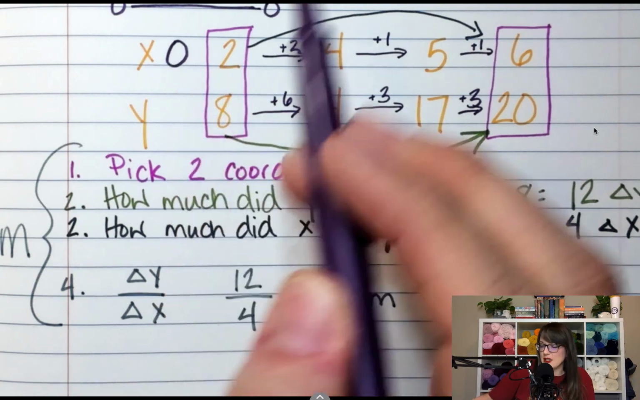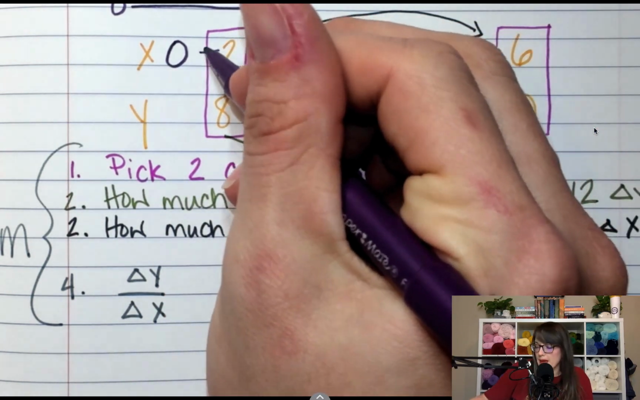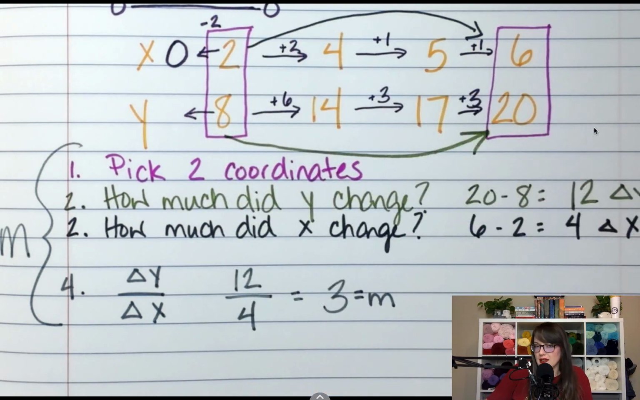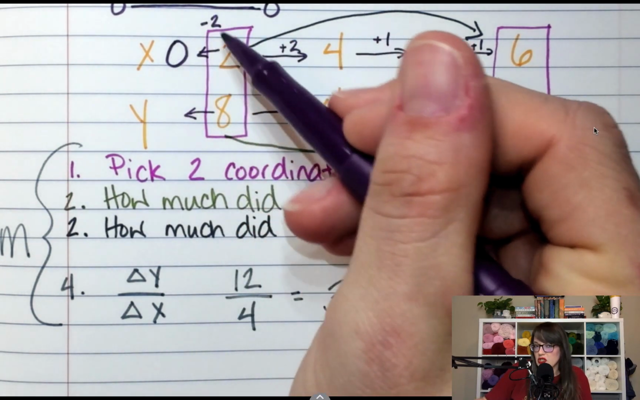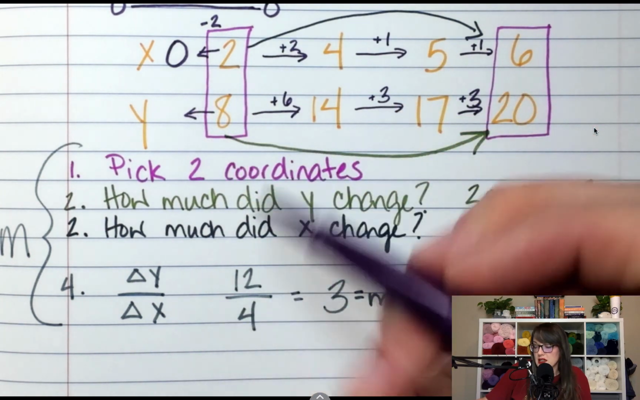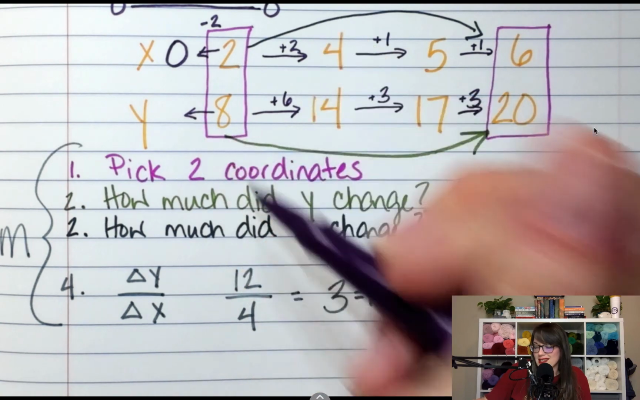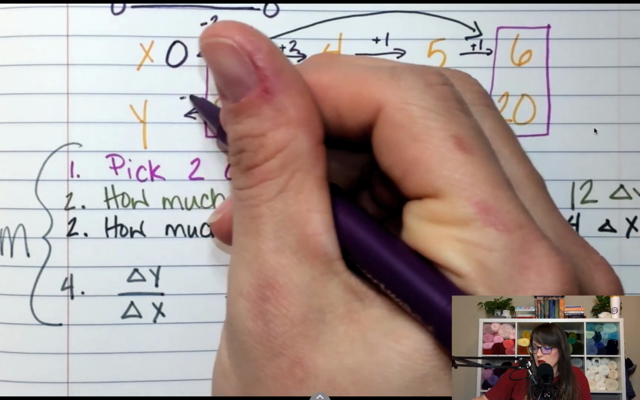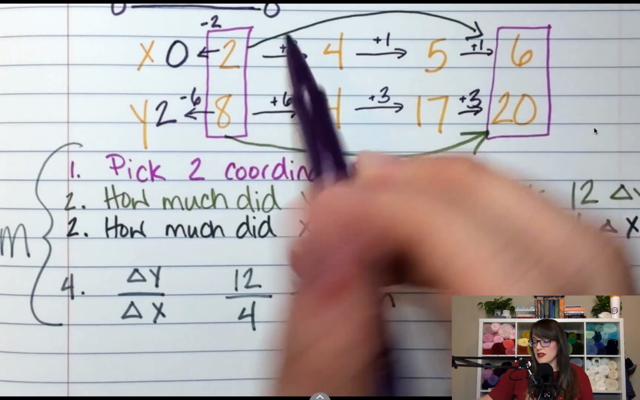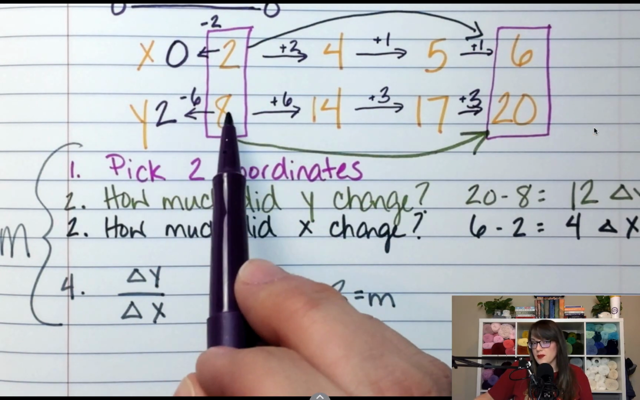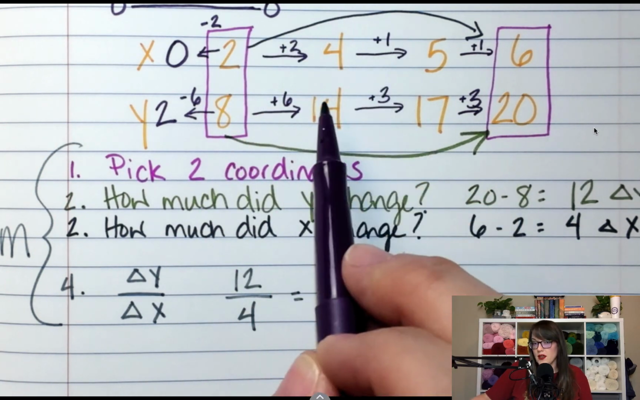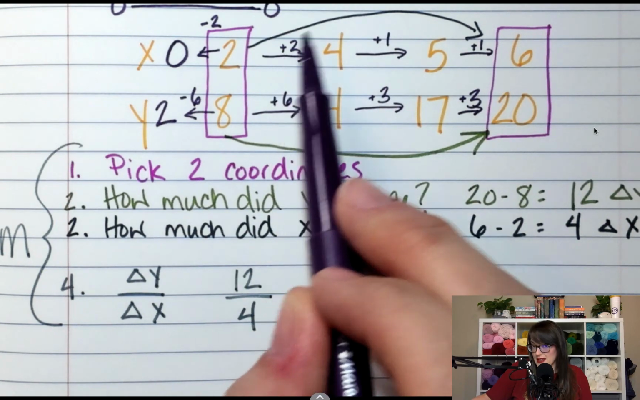So to get to 0, I would minus 2. So how much would I minus from 8? If the change is 2, what's the change here? 6. So if I go backwards 6, how much would y be? 2. So if this is up 2, up 6, up 2, up 6, up 1, up 3, because that's half.